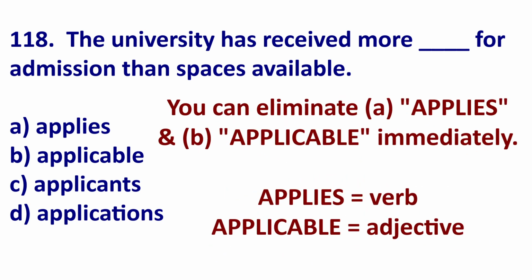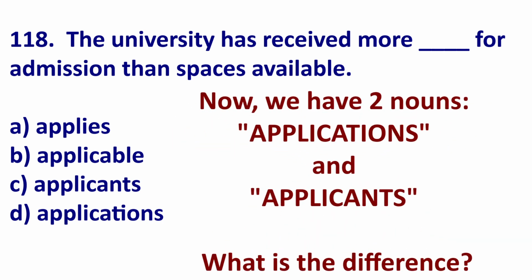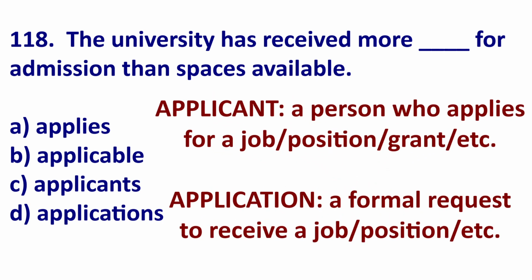Applies is a verb, and applicable is an adjective. So now we have C and D. Let's look at the whole idea. Now, what is the difference between applicants and applications? An applicant is a person who applies for a job. An application is a formal request, often written, to receive something.